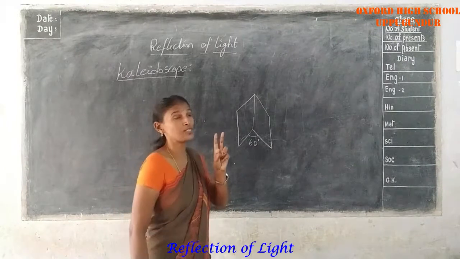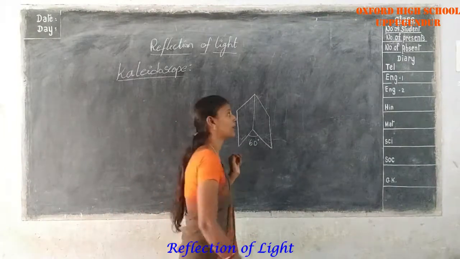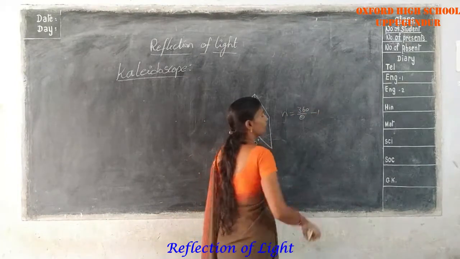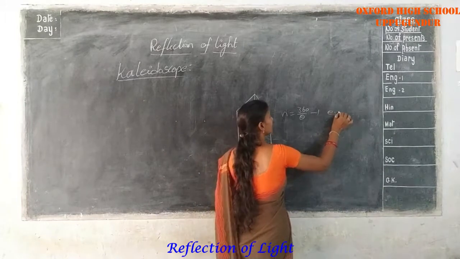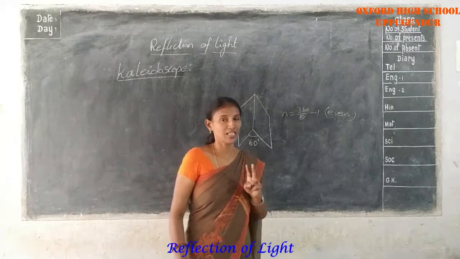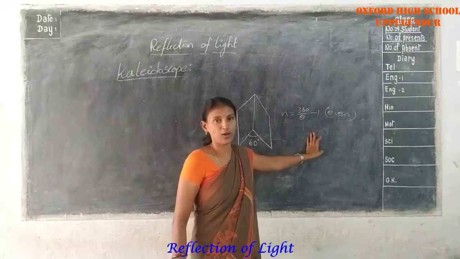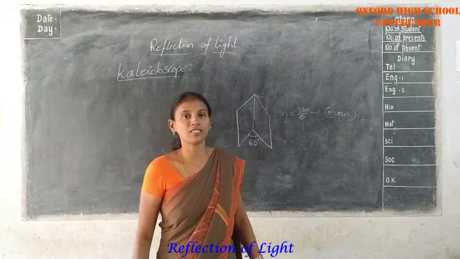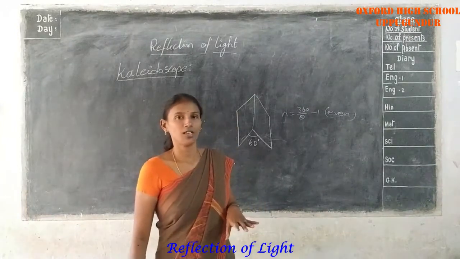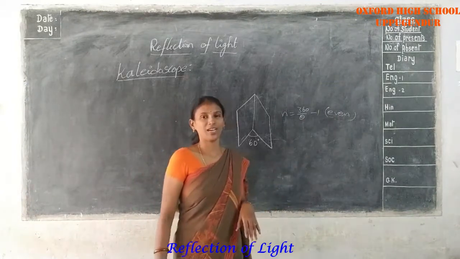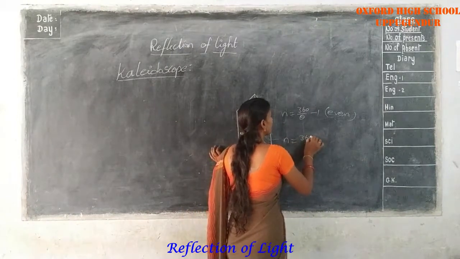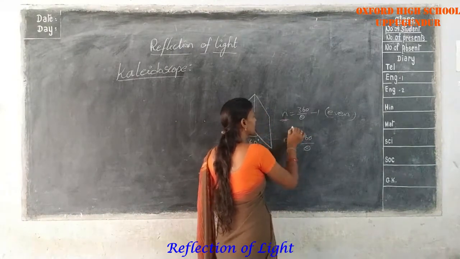So how many mirrors are used in the activity? Two mirrors. For two mirrors, which formula are we using? n is equal to 360 by theta minus 1. This is for the even case, and two mirrors means two is even only. That's why you use this formula. Suppose you take odd numbers, such as 1, 3, 5, 7. Then we use the formula n is equal to 360 by theta. Here n is the number of images.